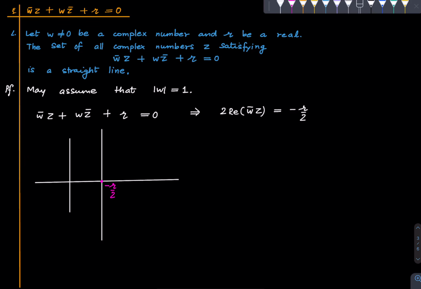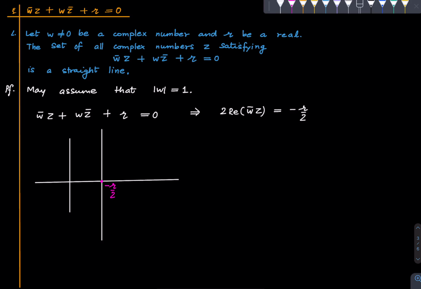Right, so W bar Z has to lie on this line, and any complex number Z such that W bar Z is on this line must satisfy that. Okay, so we have figured out not the complex numbers Z which satisfy this equation. We have figured out the complex numbers W bar Z where Z satisfies that equation. But if we know W bar Z, what do we do to get Z? Suppose W bar Z is here.